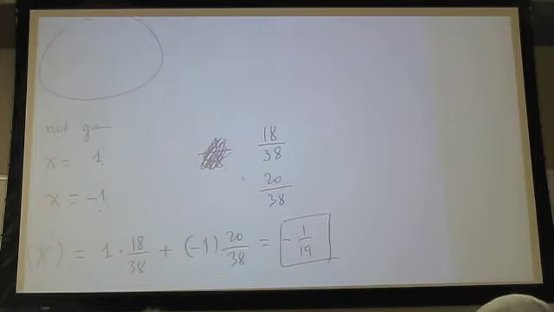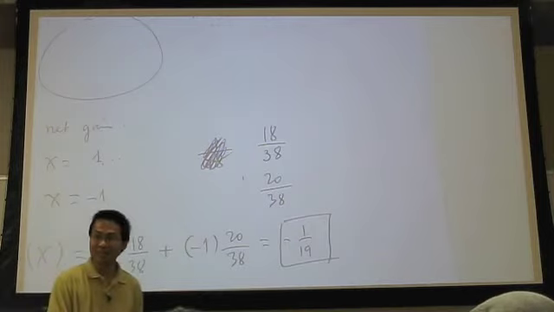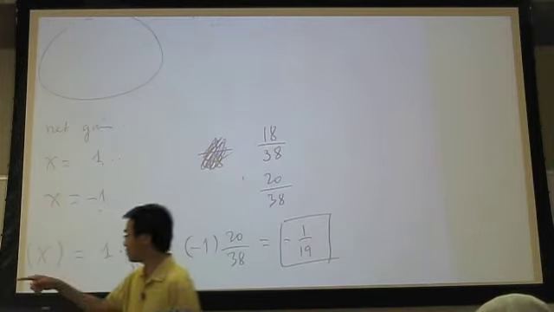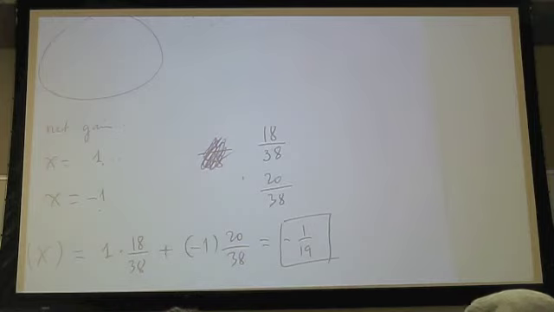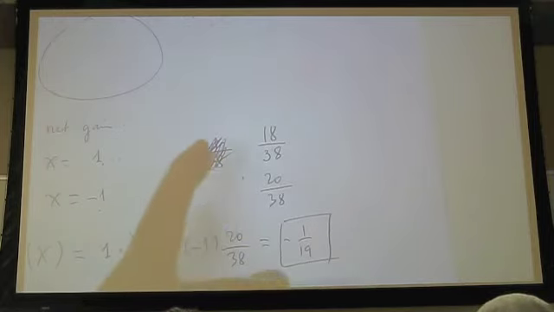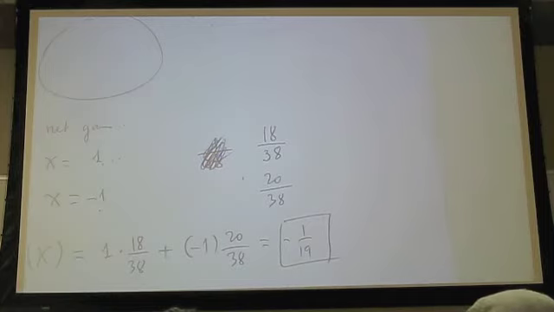So the expected outcome is that you're going to lose. Okay? Of course, because you have many more non-odd numbers. Right? So that's the expected outcome.